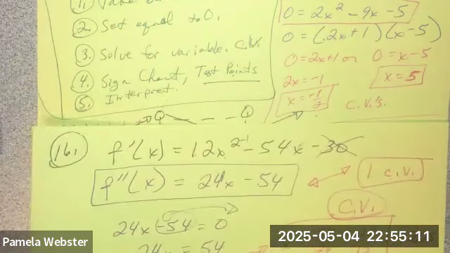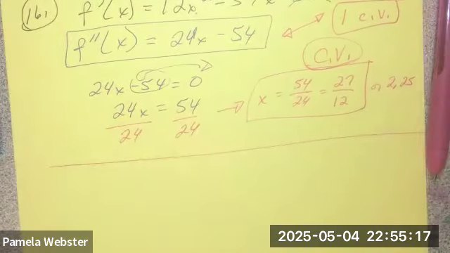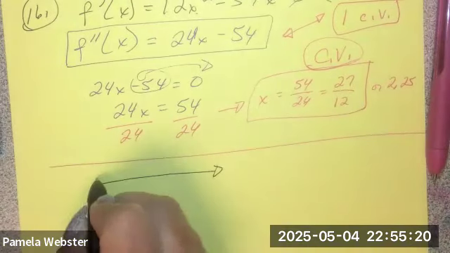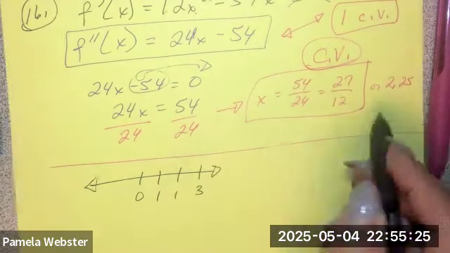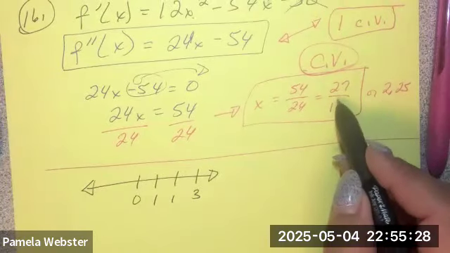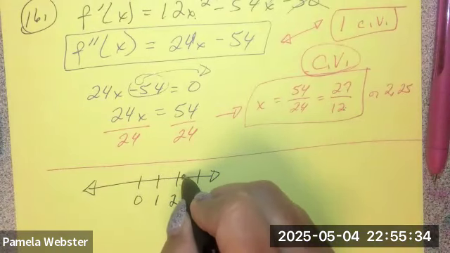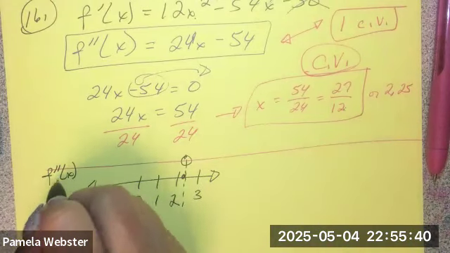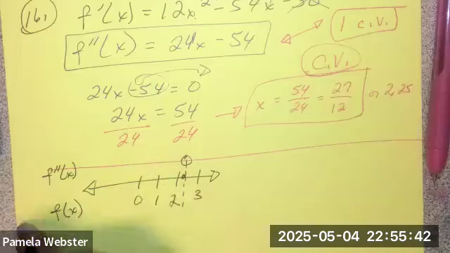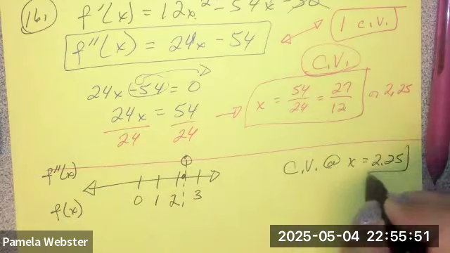Step 4, sign chart, test points, and interpret. Number 5. Okay. Sign chart. Here we go. 0, 1, 2, 3. Now you know why I wanted to know the decimal approximation. Or you could just say, hey, 27 over 12 is 2 and a fourth, right? Oops, 1, 2, 3. So this guy is right in here. He's a 0. This is f double prime, and this is my original function. Okay, so the critical value at x equals 2.25.